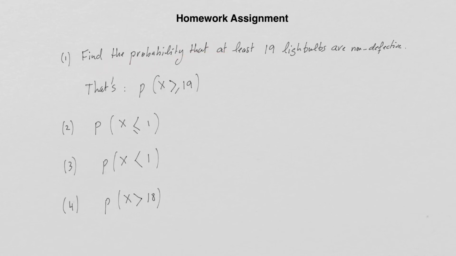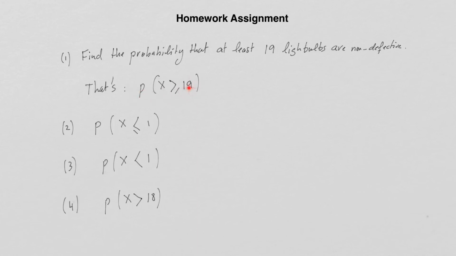Find the probability that at least 19 light bulbs are non-defective. And that's the question basically. All of this means this. So try to figure that out. Try to do it, honestly, you should try to do it by hand and on the graphing calculator.